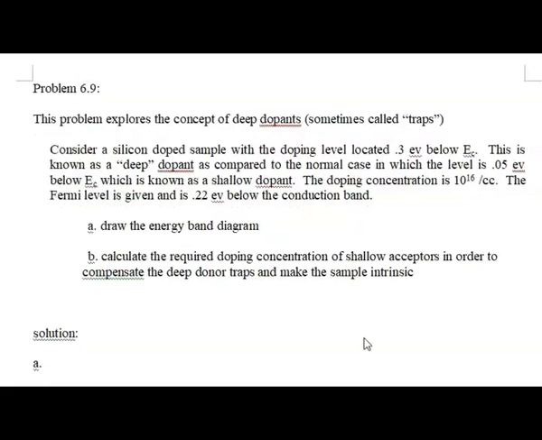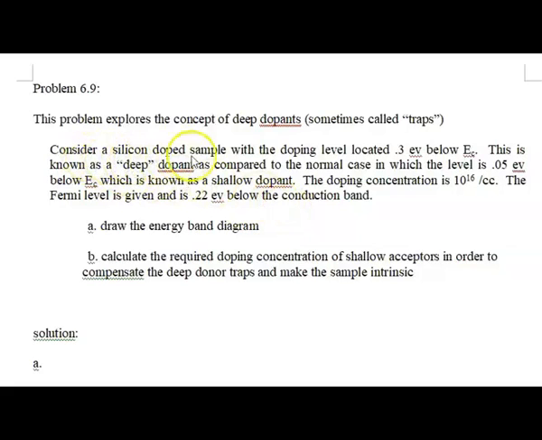In 6.9, we explore the concept of deep dopants. We looked at deep dopants for compensated doping, and here we're going to do it a little bit more, shall I say, the problem in silicon. Remember that compensated doping doesn't work for silicon. However, we're in the theory range right now, so we can do whatever we want, and we can assume that all the numbers are precise.